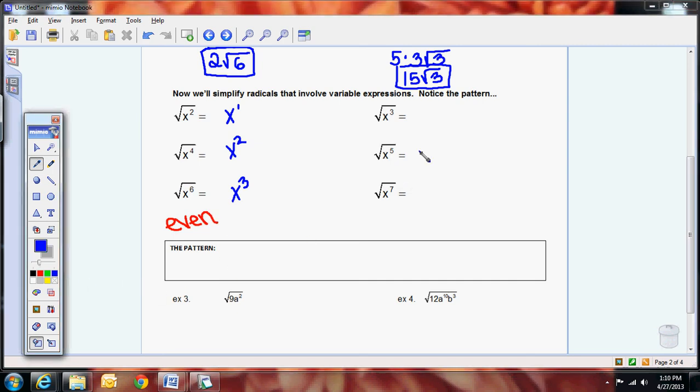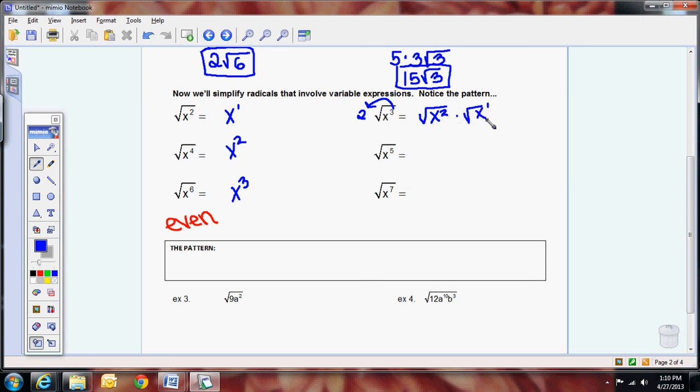But let's jump over to the other column. If we have x to the third, it's a little more challenging because there's nothing that I can just multiply to get that. So what you're going to have to do is move to the next lowest. So you're like jumping backwards. What's the next lowest number that would be even? Well, that would be 2. So what I'm going to do is I'm going to break this apart into x squared times the square root of x to the first. So that would give me 3. 2 plus 1 gives me 3.